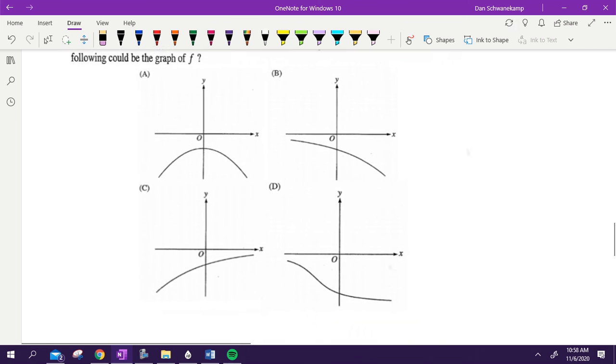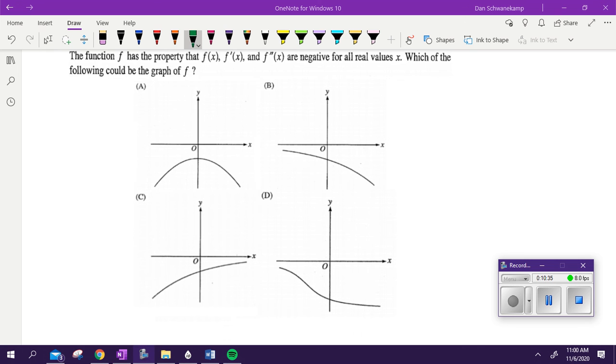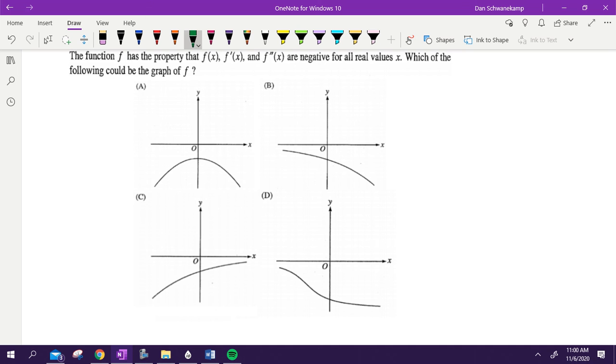Two easier ones here. Last two. We've got a function right there. F, f prime, and f double prime are all going to be negative. Which of those graphs could represent f being negative, f prime being negative, and f double prime being negative for the whole thing? Show me with your fingers. 1 for A, 2 for B, 3 for C, 4 for D. What you got? Lots of 2s. Let's see if we're right.